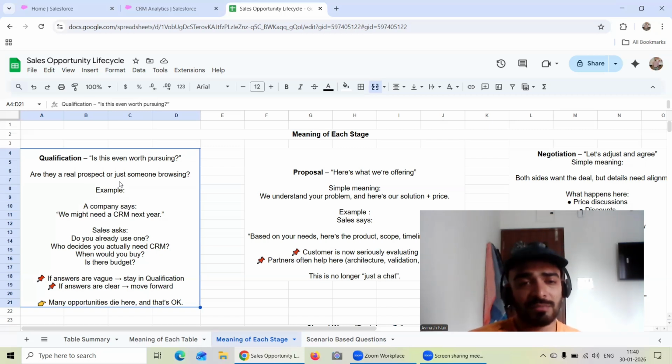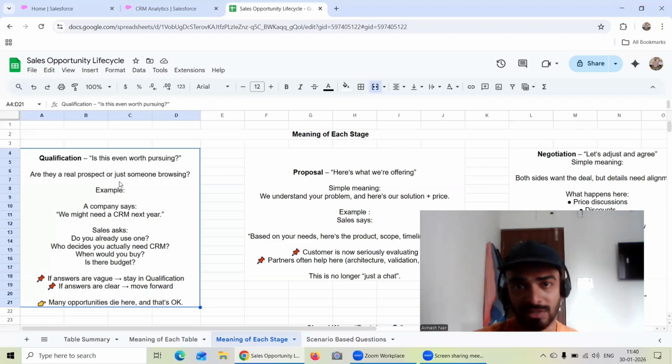So there's another example which I've written here. Let's say a company says we might need a CRM next year. From a business perspective, someone might say that we need a Salesforce CRM next year. Now the sales team might just ask, do you already use one? Is there any system which you're already using? Who decides who actually needs a CRM? Are you the right person with whom we can talk?